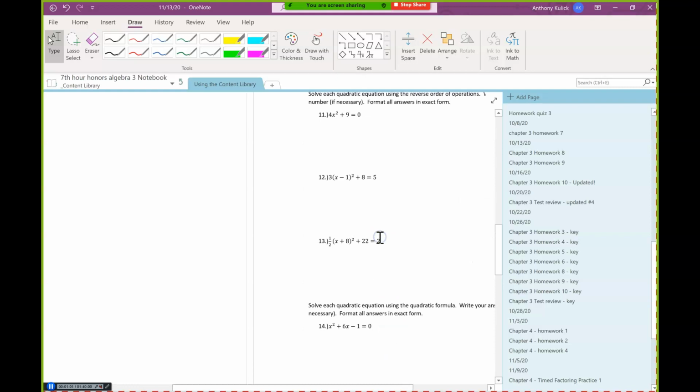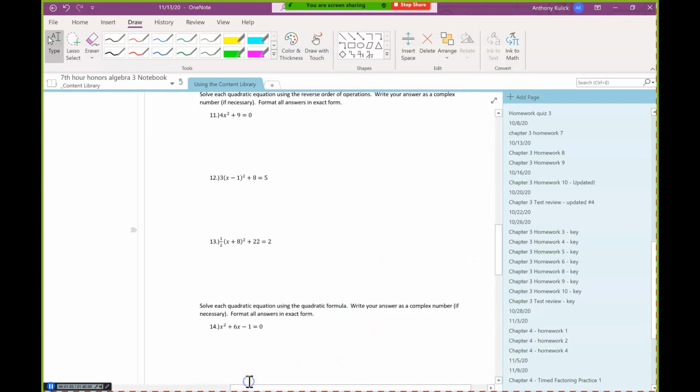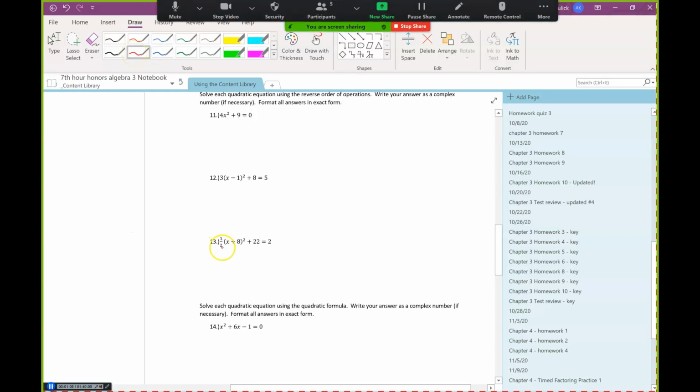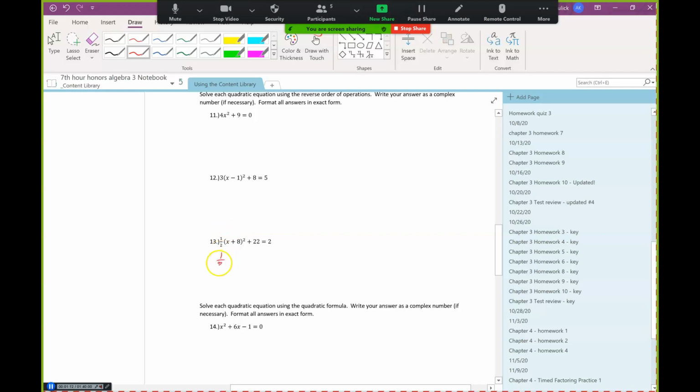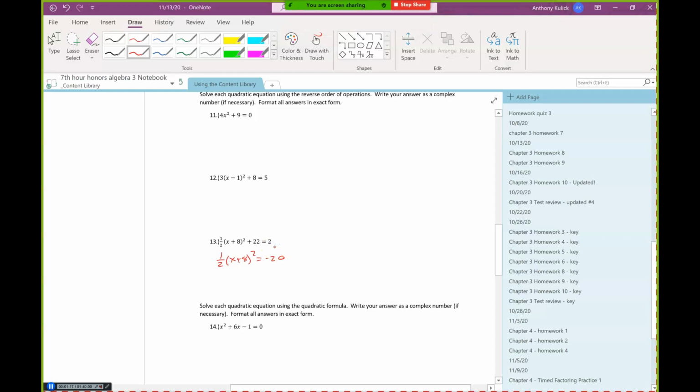Number 13. Okie doke. So help me out with this, Mackenzie. What did you try to do first? Excellent. So if we subtract 22 from both sides, it becomes negative 20. And then what did you do? Very good. So that becomes negative 40. Perfect. Then what did you do? Great. So we square root of both sides. So we get plus or minus square root negative 40. Okay. And then what?